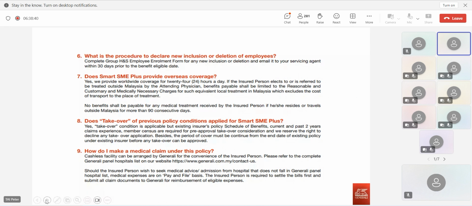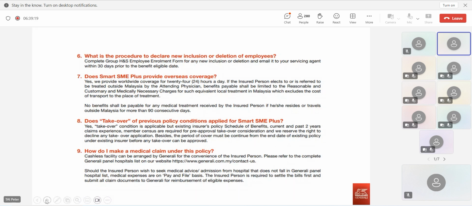How do I make a medical claim under this policy? It's a cashless facility, so you don't have to worry. You just go into the hospital and we arrange for you through the third party administrator. You just contact them and let them know you want to have a surgery, and they will arrange for you. You can refer to our panel hospitals on our website. It's all there. You can go to any one of them, and you have to inform the third-party administrator that you want to be admitted for a certain surgery.